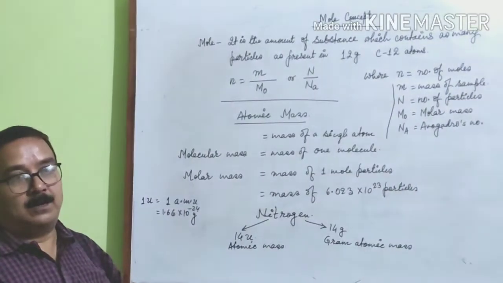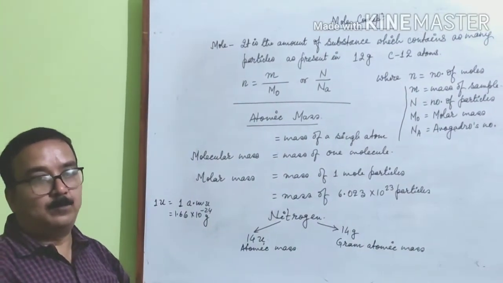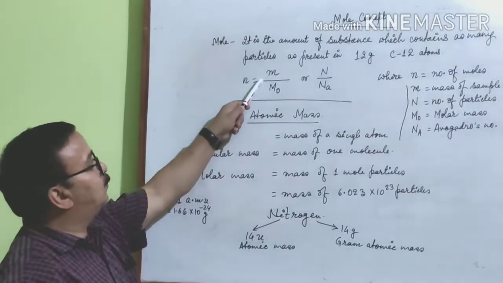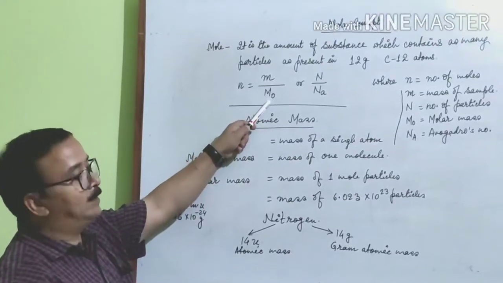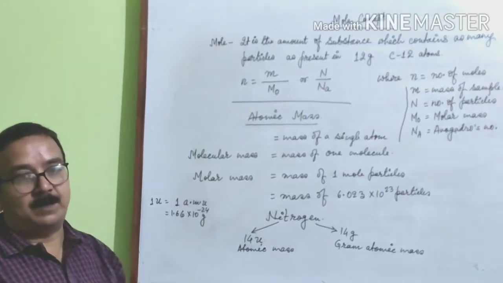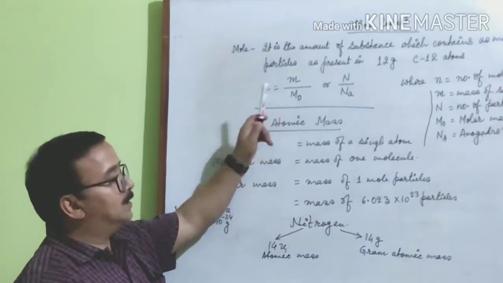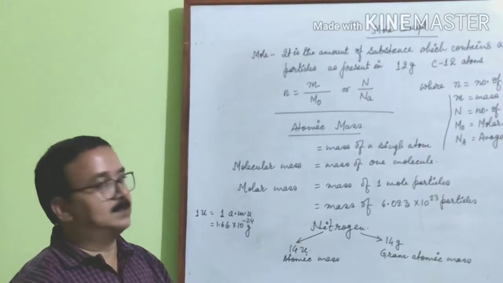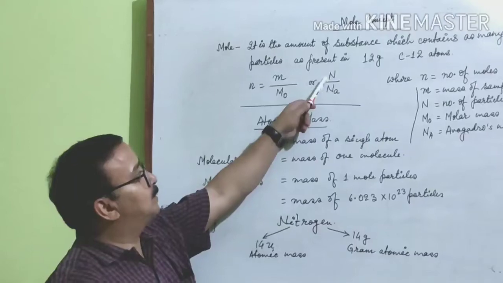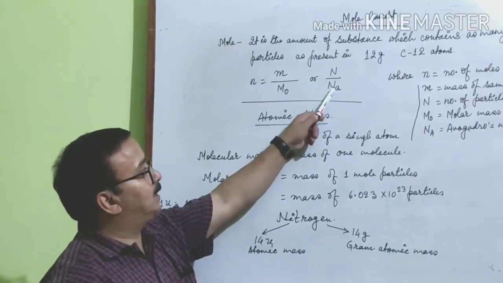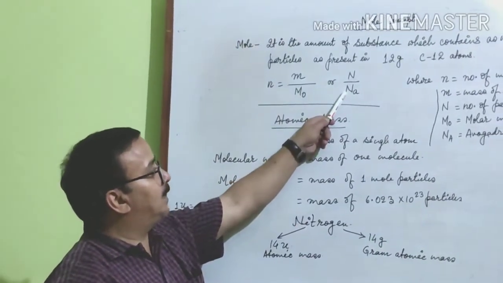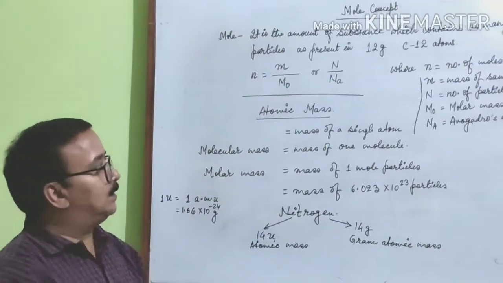Now the formula to find the number of moles, denoted by small n, is n equal to m divided by m naught, where m is the mass of the sample, the given mass, and m naught is the molar mass of the given sample. Number of moles can also be equal to N divided by Na, where N is the number of particles and Na is the Avogadro's number.